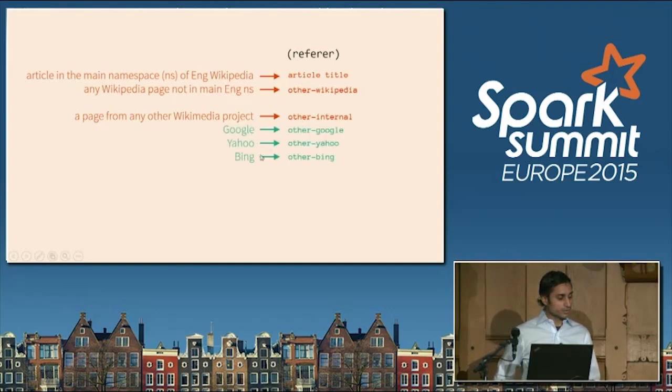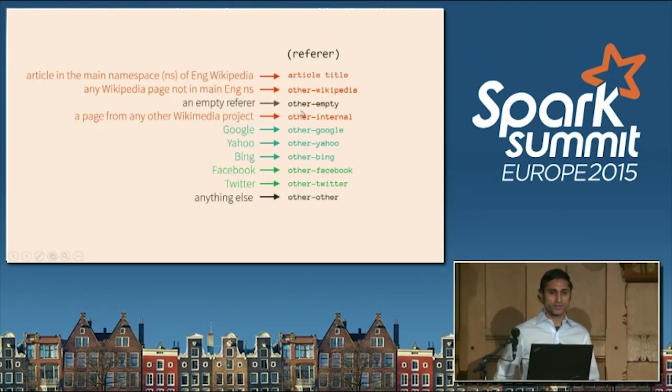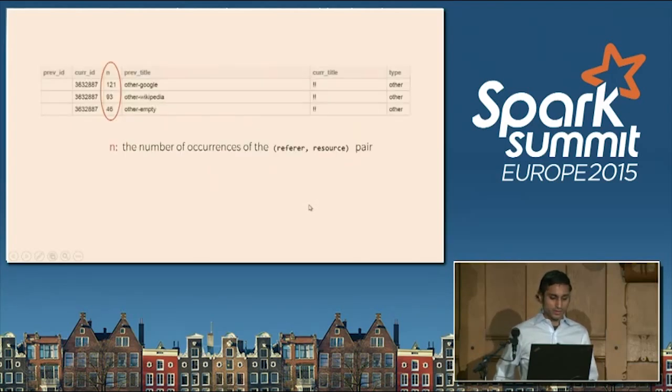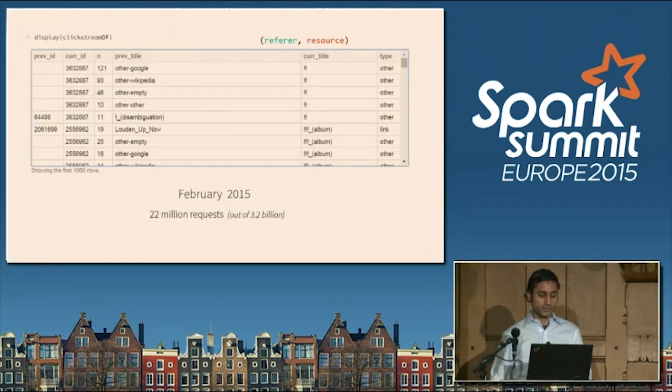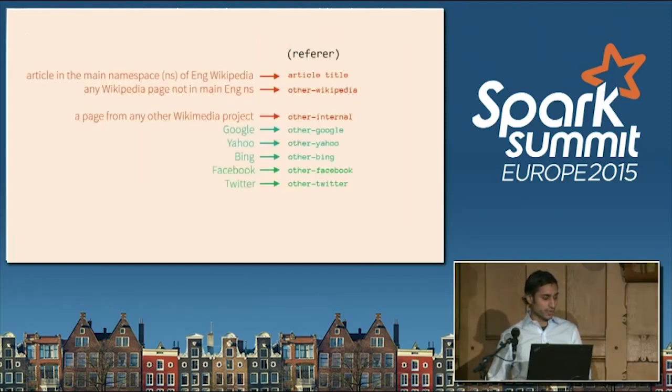It can be a search engine, send data to the Wikipedia article, a social network, or empty referrer means that we don't know. This is usually HTTPS traffic, encrypted traffic, or anything else for something we can't interpret. Okay, so what about the N column? This is the number of occurrences of the referrer-resource pair within our time frame. Remember, our time frame was February 2015. So one month's worth of data, and a subset of that month at that.